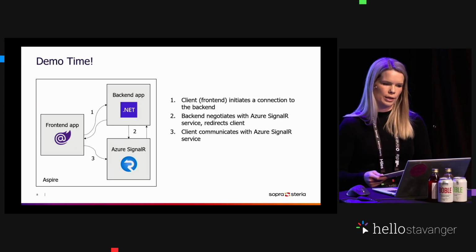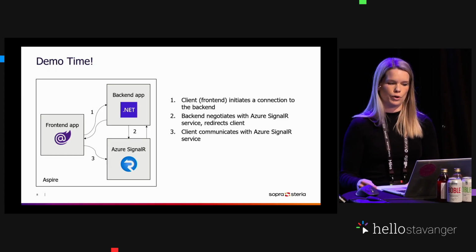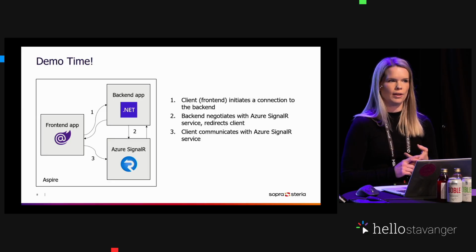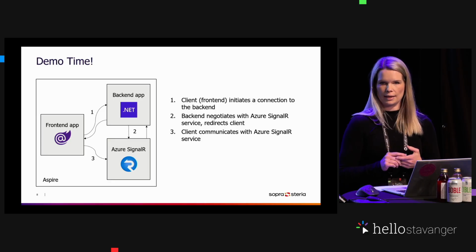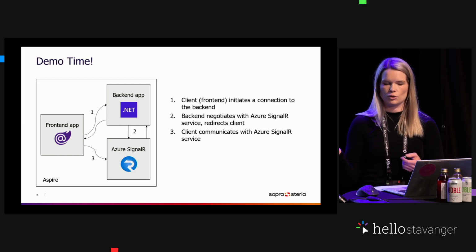Okay, we're going into the demo time. I'm just going to present a little bit on what we're going to look at. So we're going to use the Aspire Starter application that consists of a Blazor frontend and a .NET backend. And we will, of course, also use the Azure SignalR service.